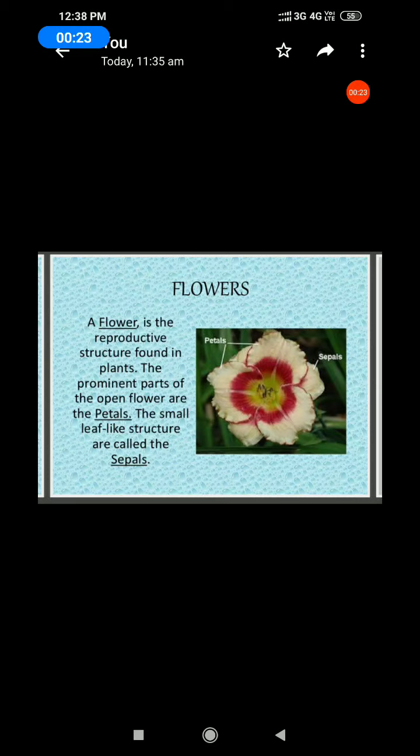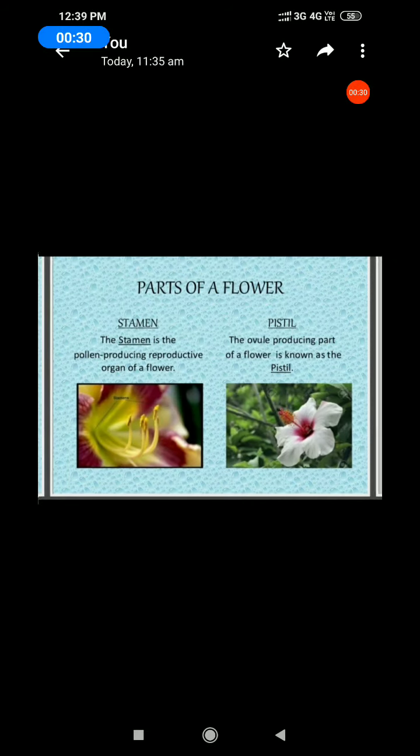Okay. All of you see your book, page number 60. Next, parts of a flower. All of you see the video. Parts of a flower. There are stamen and pistil. What is a stamen?